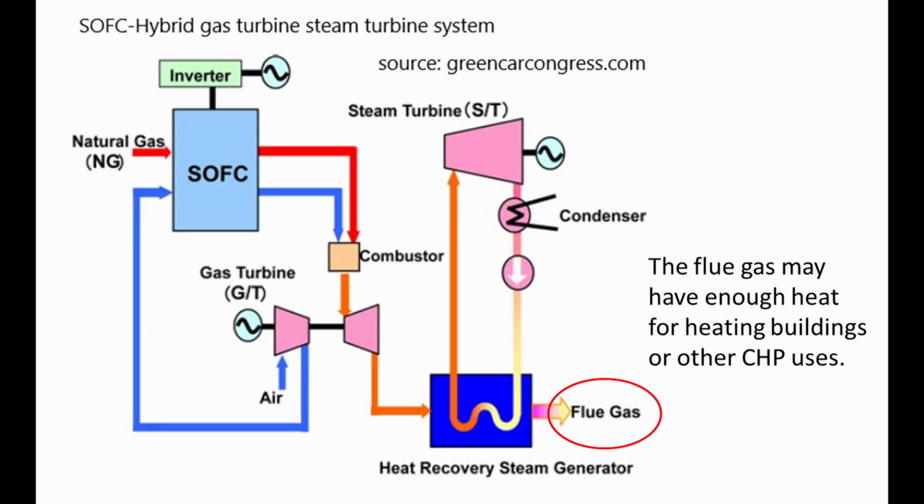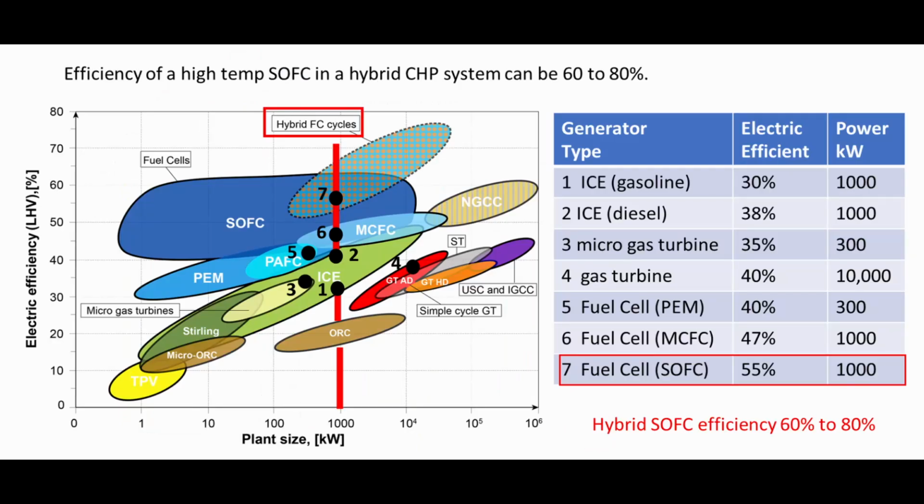The excess heat from SOFCs can be used to heat buildings and in other cogeneration and combined heat and power, or CHP, systems, including hybrid systems involving secondary turbines to turn an electric generator. SOFCs can have electrical efficiencies over 50%. When paired with a cogeneration or CHP system, the SOFC hybrid system could have an efficiency between 60 and 80%.